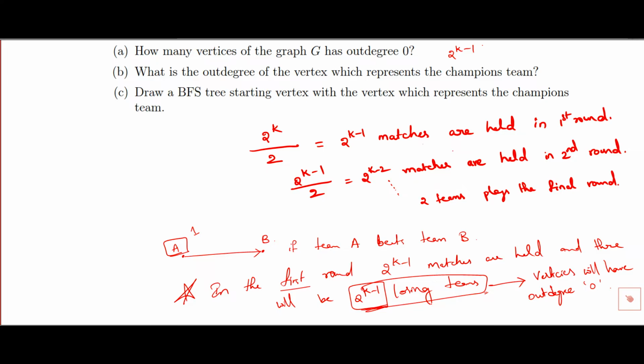Coming to part B, what is the out degree of the vertex which represents the champion team? If we observe, the champion team has won all the matches that it played in the tournament. So in the first round, let's see with the champion team's vertex C. In the first round, it might have won against some other team x1 and from C to x1 there will be an outward edge. And in the second round, it might have won against some team x2 and there will be an outward edge from C to x2. In the same way it goes, and in the final round, it might have played with some other team xp and there will be an outward edge from C to xp.